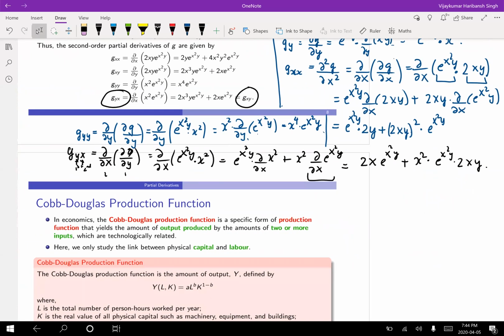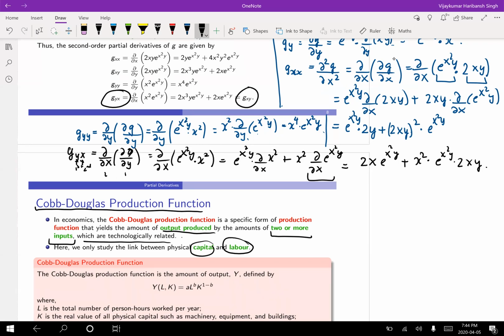Now, let's look at one application of the first and second order partial derivatives. That is called the Cobb-Douglas production function. The idea is the following. Sometimes the production function, or the yield, the amount of output produced, depends on two or more inputs, which are technologically related, right? So it can happen that two things are related. Let's look at the example here.